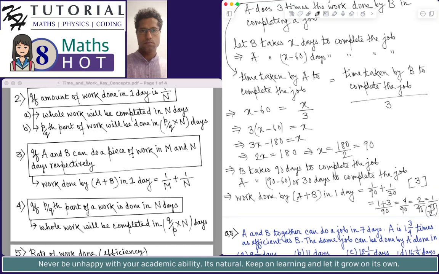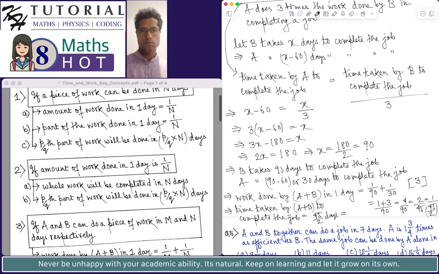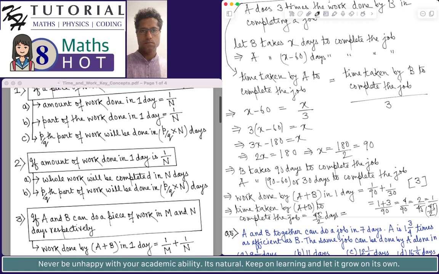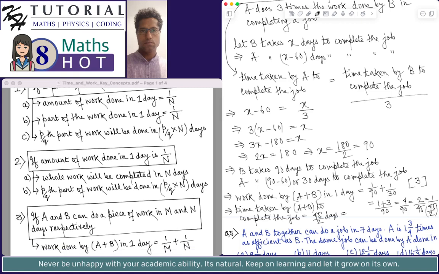So now we can say that the time taken by A plus B to complete the job will be equal to 45 by 2 days. This is based on Concept 2A. I'm really sorry for my clumsy solution.